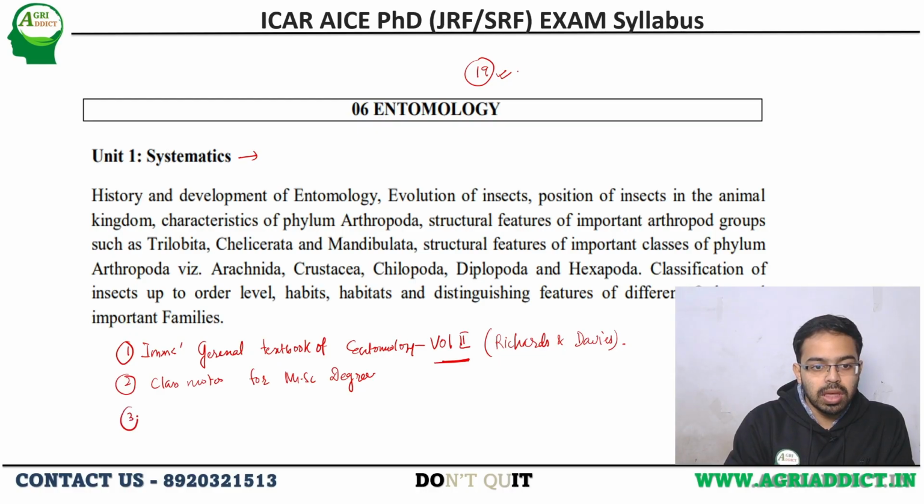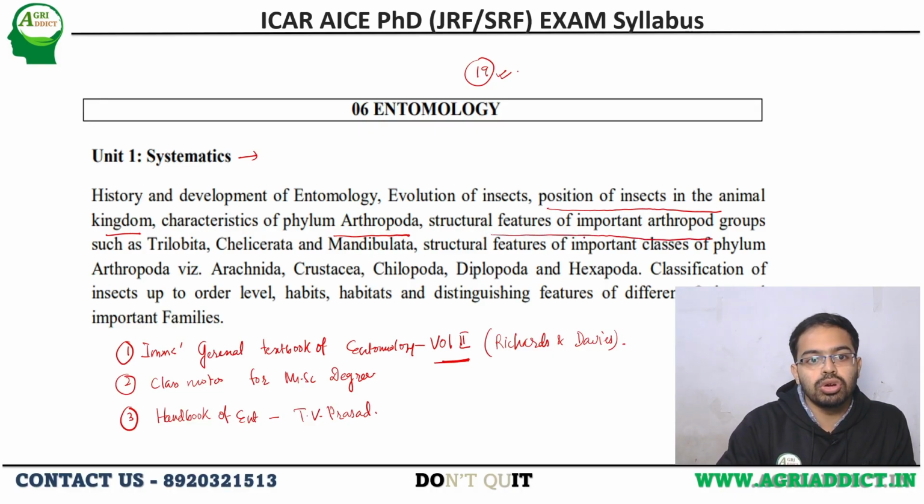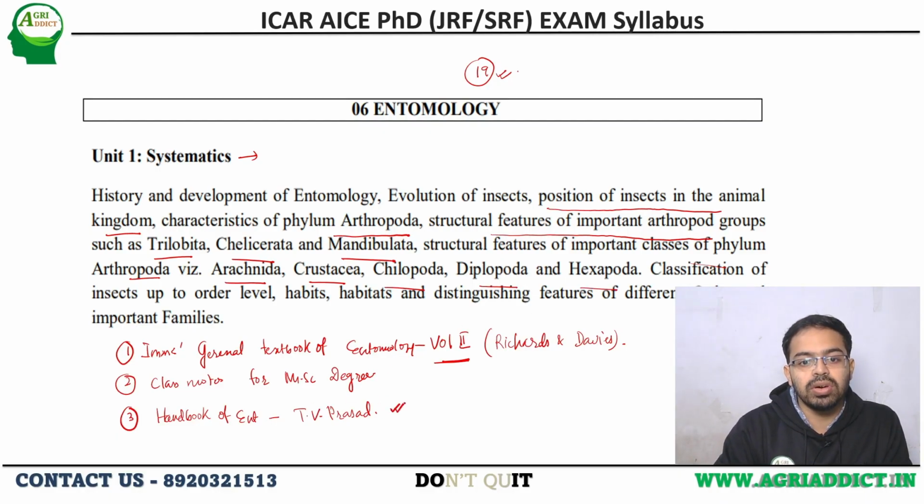Apart from these two, you can read the Handbook of Entomology by Dr. T.V. Prasad sir to cover especially this particular part: the position of insects in the animal kingdom, the characteristics of phylum Arthropoda, and structural features of important arthropod groups like Trilobita, Chelicerata and Mandibulata. Also the different classes of phylum Arthropoda, that is Arachnida, Crustacea, Chilopoda, Diplopoda and Hexapoda. For this part, you can specially refer to the Handbook of Entomology by Dr. T.V. Prasad sir. But to read about the orders, it is always better if you can read IMMS General Textbook of Entomology.